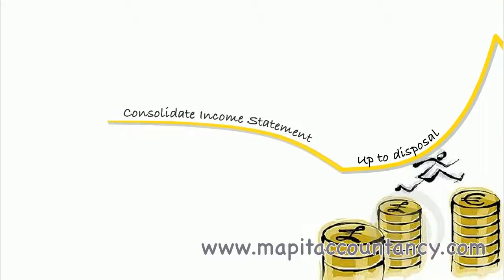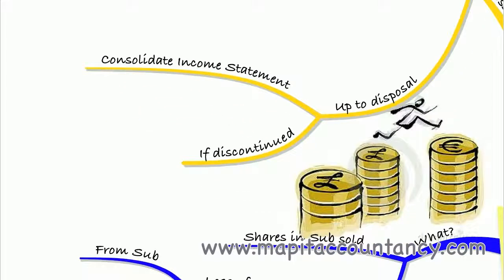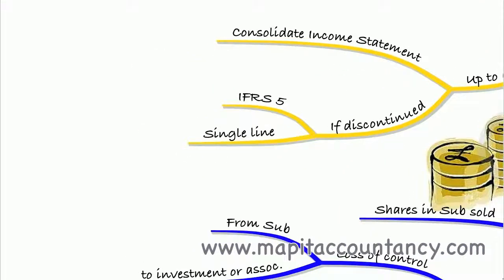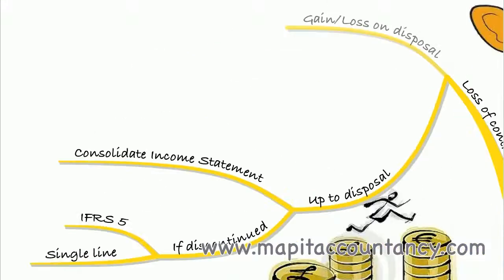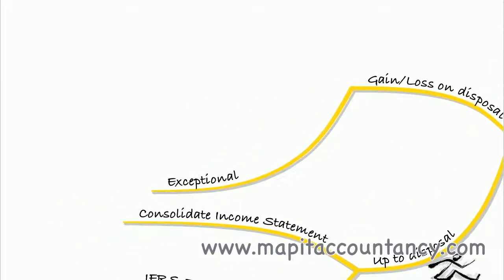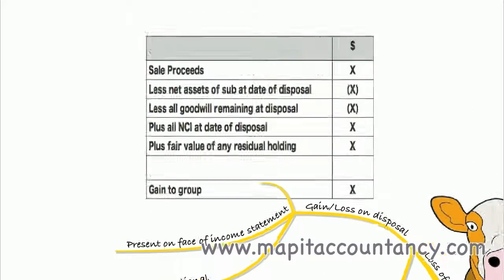So very simply here, if we have a loss of control, well, this is where up until disposal, we'll consolidate the income statement as usual. If it's a discontinued operation, which we'll talk about shortly, we'll use IFRS 5 and present it on a single line. But we need to calculate our gain or loss on disposal. We've lost control, we no longer have a subsidiary, we'll have a gain or loss on this. This will be shown as an exceptional gain or loss and presented on the face of the income statement in the group accounts. So this is the calculation for it.